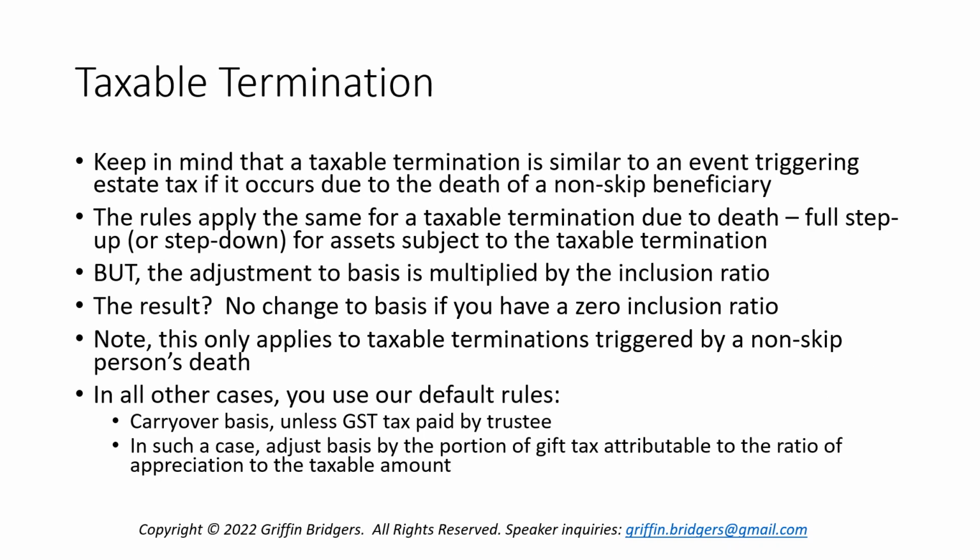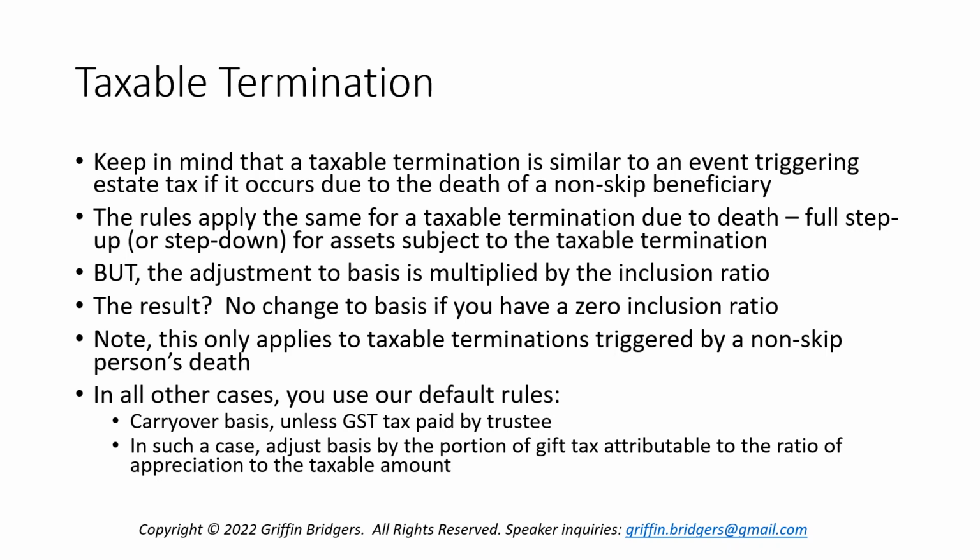Why? Because a taxable termination is really looking at the GST tax as replacing a layer of estate tax that would have applied had that member of the non-skip generation died owning the property instead of having it be held in trust. So because of that, when we have a taxable termination caused by the death of an individual, then there's going to be a step up or step down in basis like we would have under a gross estate. However, there's a catch here. We take the adjustment to basis and we have to multiply it by the inclusion ratio in this case.